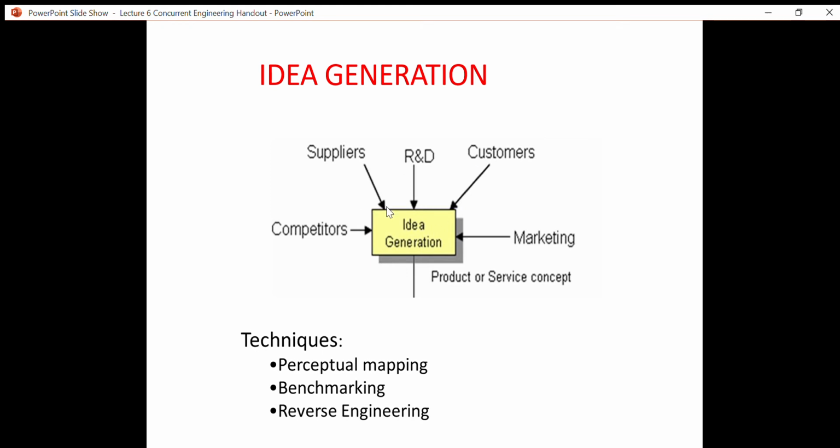This idea in concurrent engineering normally involves everyone: the competitor, supplier, R&D, customer, and the marketing side, to get input regarding our product or service to build the new concept for that product or service that we will offer to the customer during development. So this idea is very important. The first is idea generation.